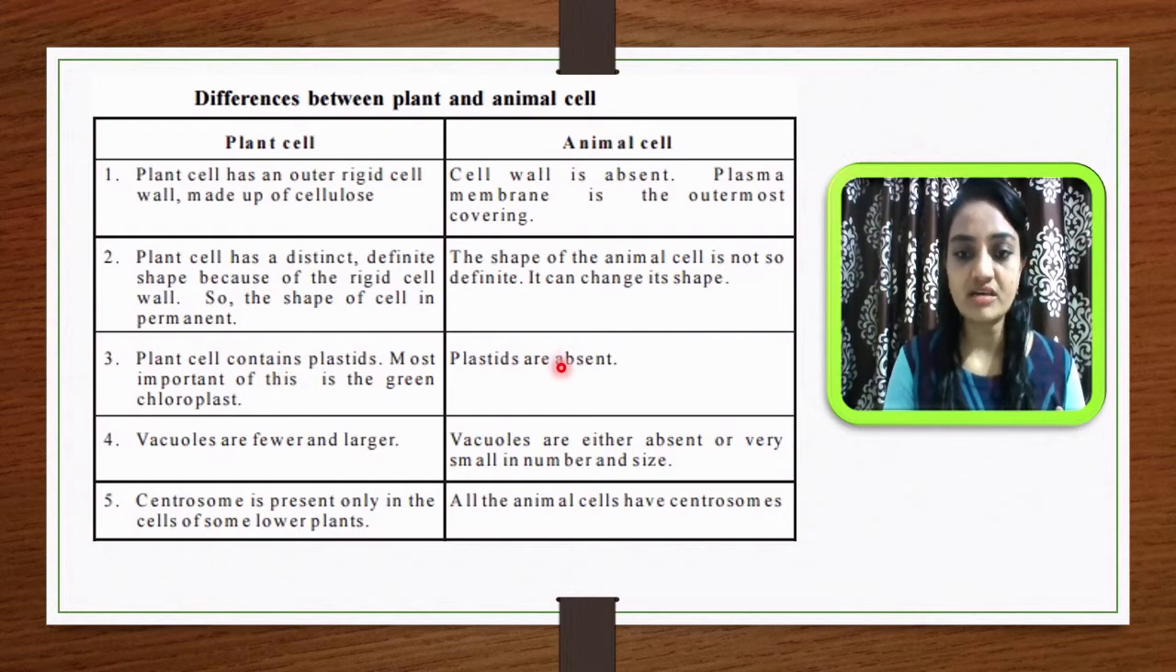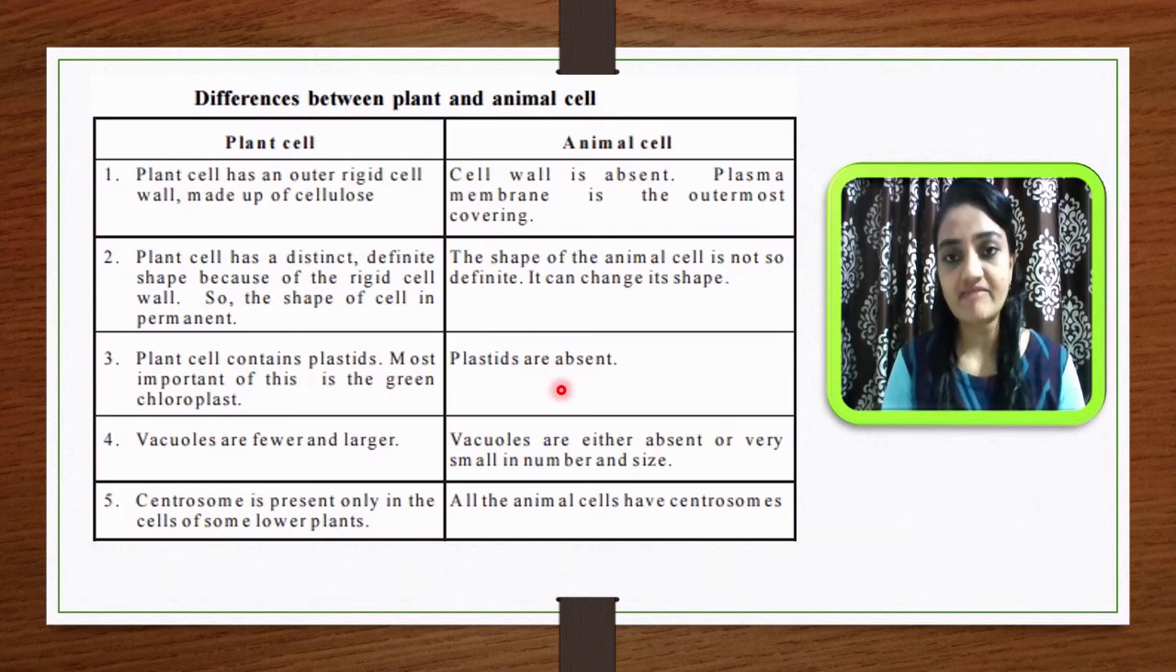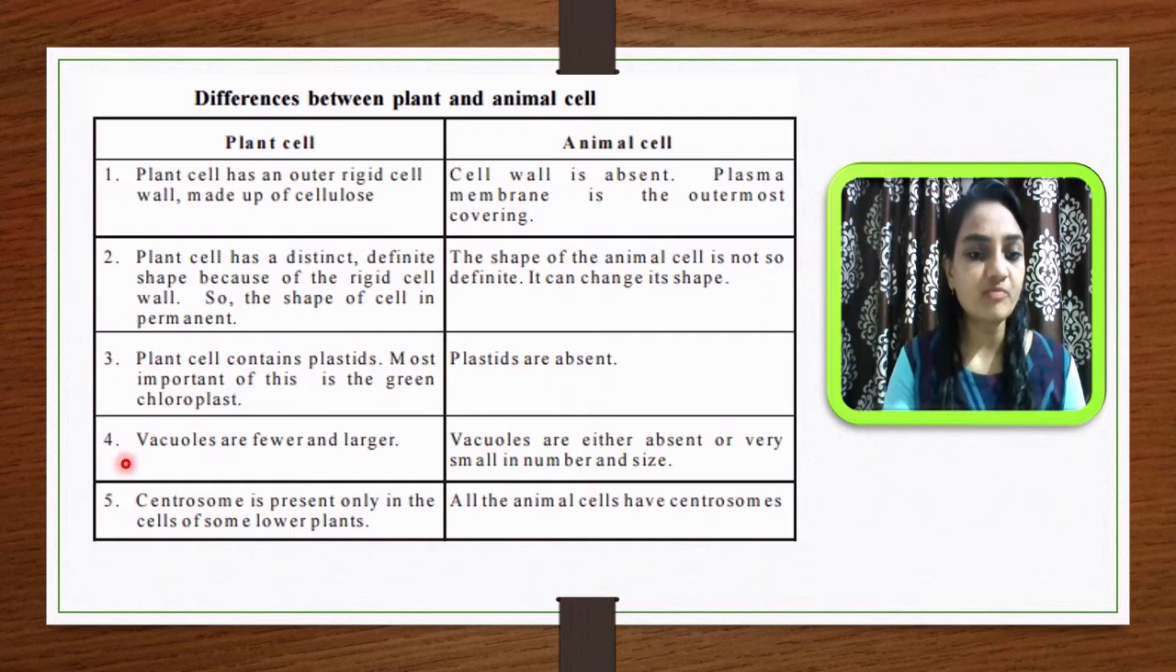So here, in the case of animals, chloroplasts are not present, or we can say plastids are absent, and that's why we cannot do any photosynthesis. And the fourth point is that vacuoles are fewer and larger. In this case, the number of vacuoles is very small and the size of the vacuole is very large.